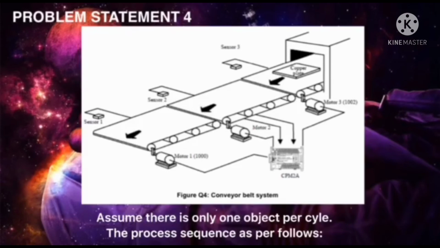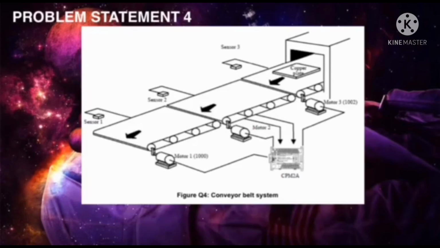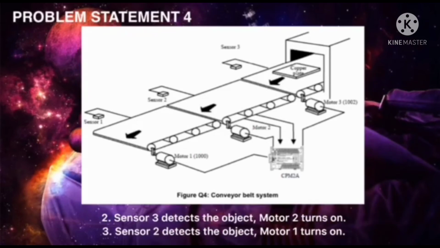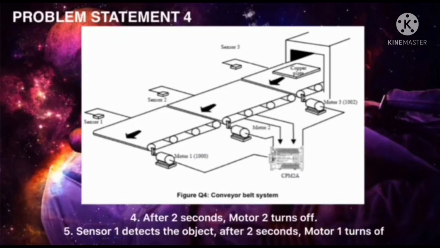The process sequence is as follows. When the start button is pressed, motor 3 turns on, and motor 3 is always on unless the stop button is pressed. When sensor 3 detects the object, motor 2 turns on. When sensor 2 detects the object, motor 1 turns on. After 2 seconds, motor 2 turns off. Sensor 1 detects the object. After 2 seconds, motor 1 turns off.